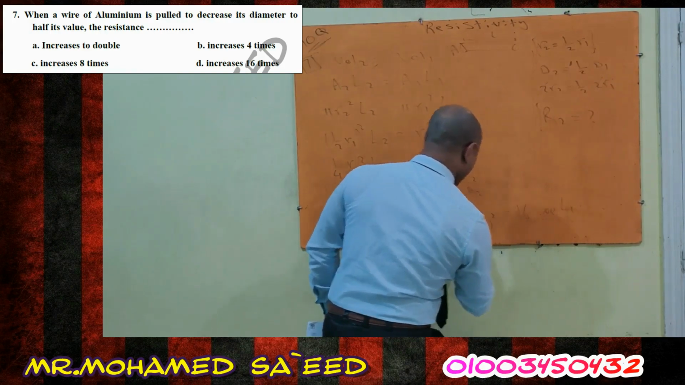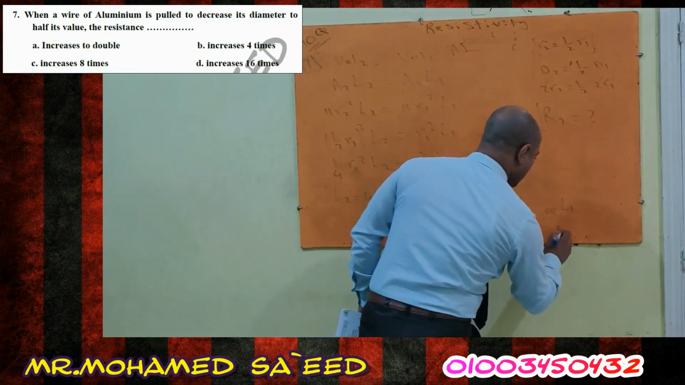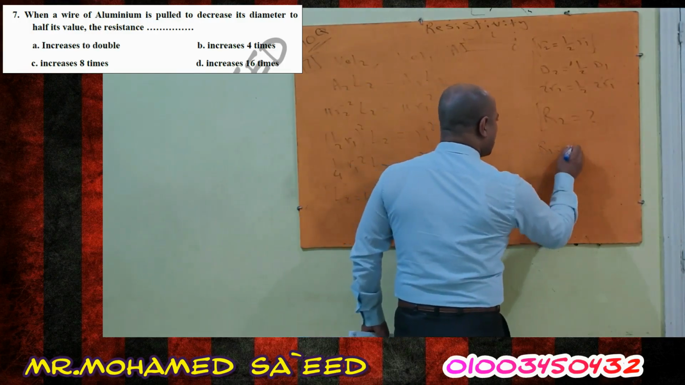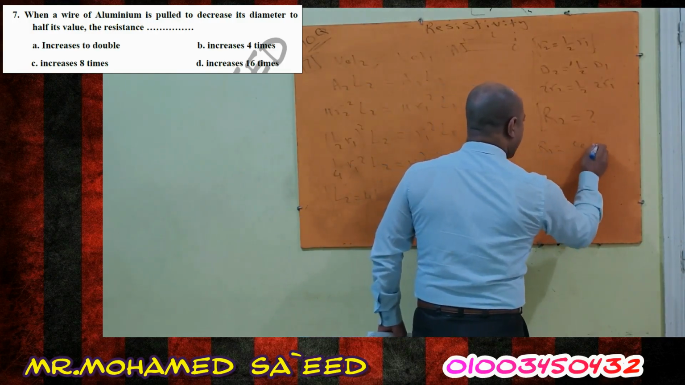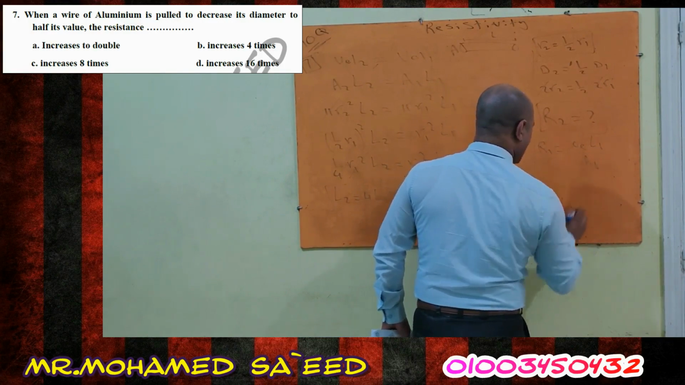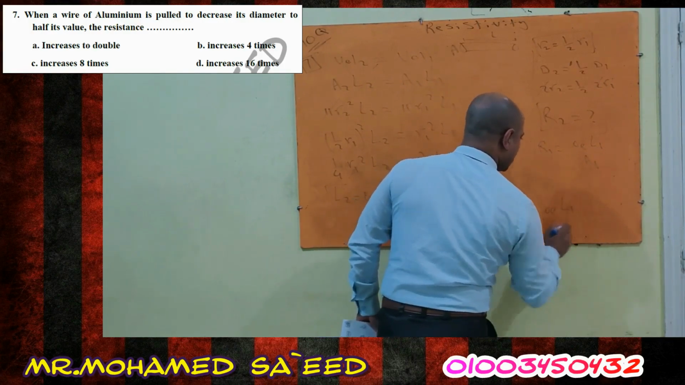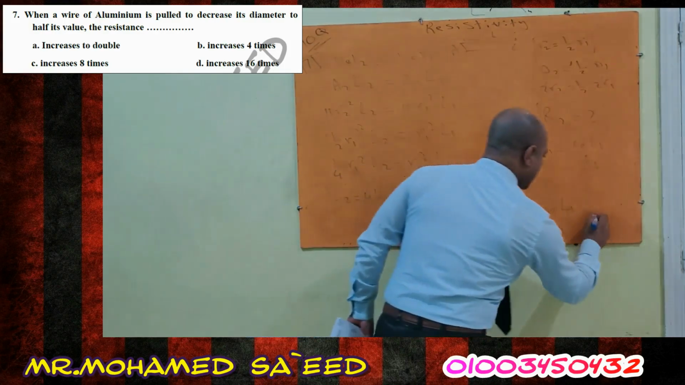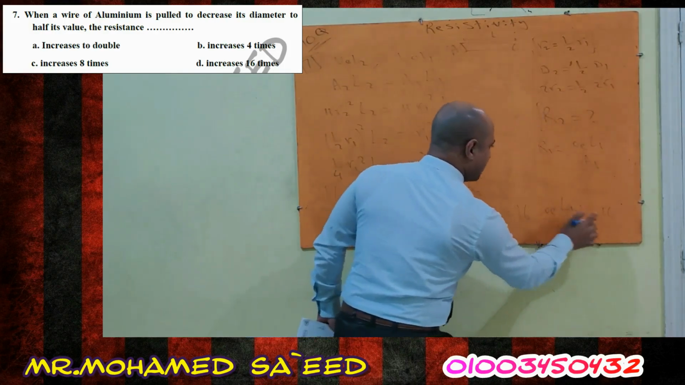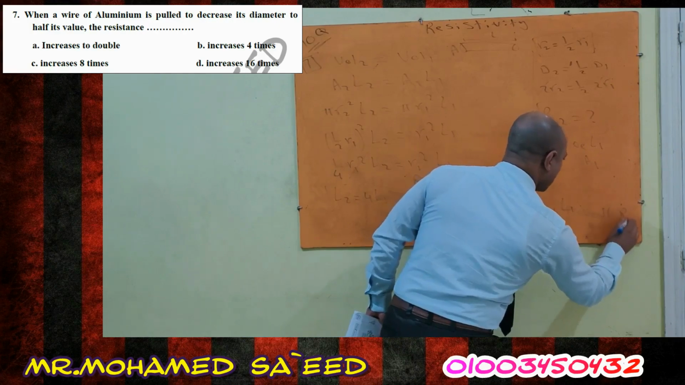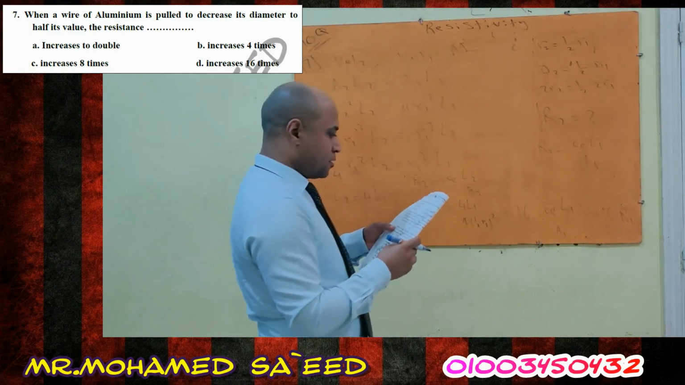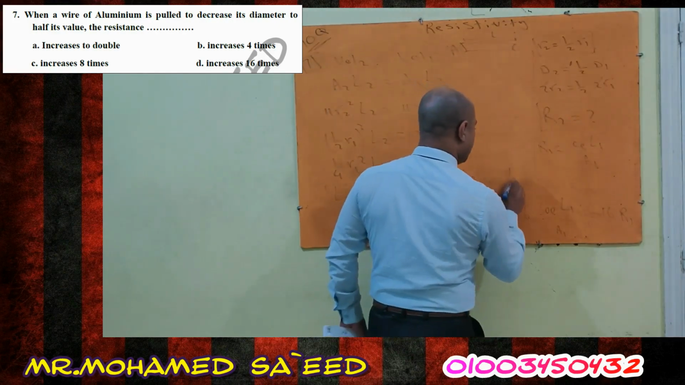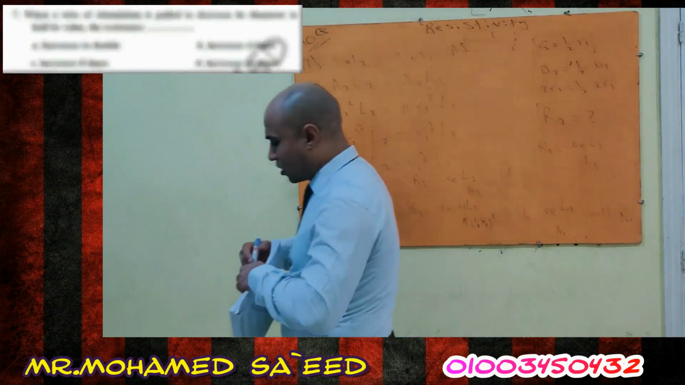πR1² is equivalent to A1. We have learned before R1 equals what? R1 equals ρ L1 over A1. So we can replace this part by R1. So R2 equals what? 16 R1. So the true answer is D, increases 16 times.